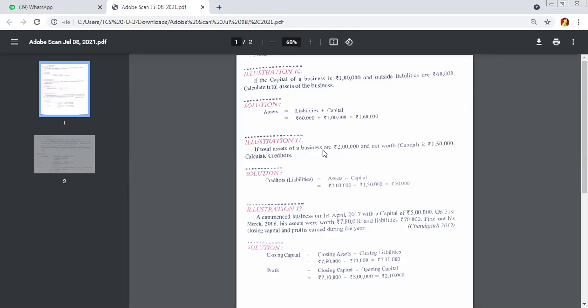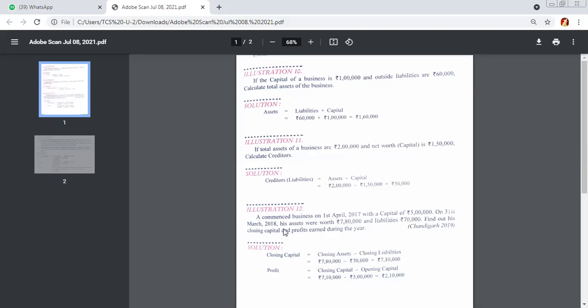If the total assets of a business are 2 lakh and net worth capital is 1,50,000, calculate the creditors. Total assets are 2 lakh. Net worth capital is 1,50,000. We have to calculate the creditors. Creditors means the liability of the business. And as I told you, the formula for calculating the liability is equal to assets minus capital.